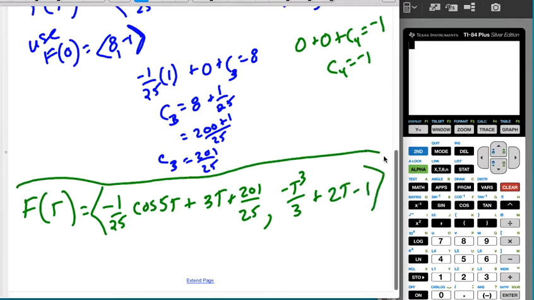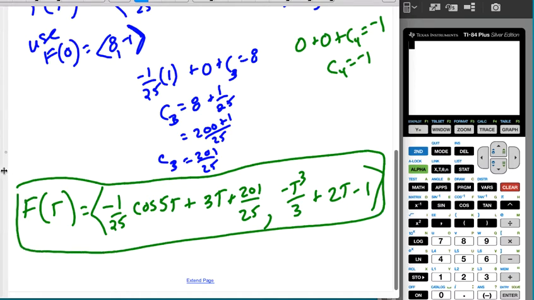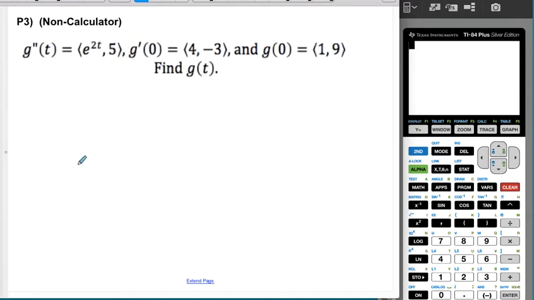And there's my f. Admittedly, that one fraction turned out kind of ugly, but it's all right. Okay, so let's go ahead and try a p3. Same idea, right? You're given g double prime. You're going to do the antiderivative twice, and each time you're going to have to plug in to find c.